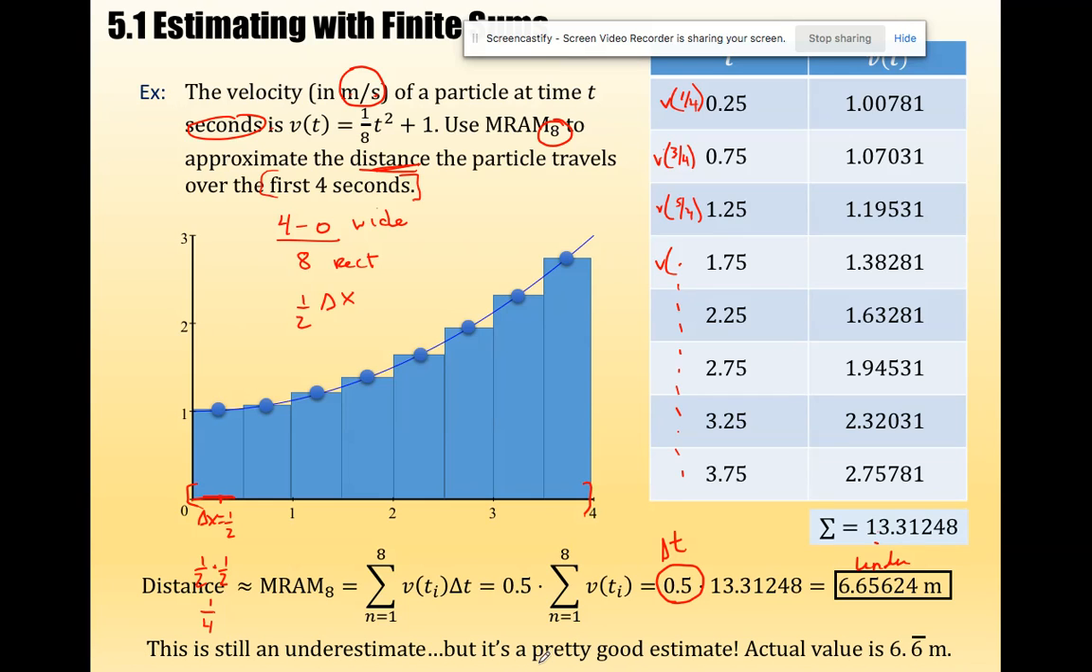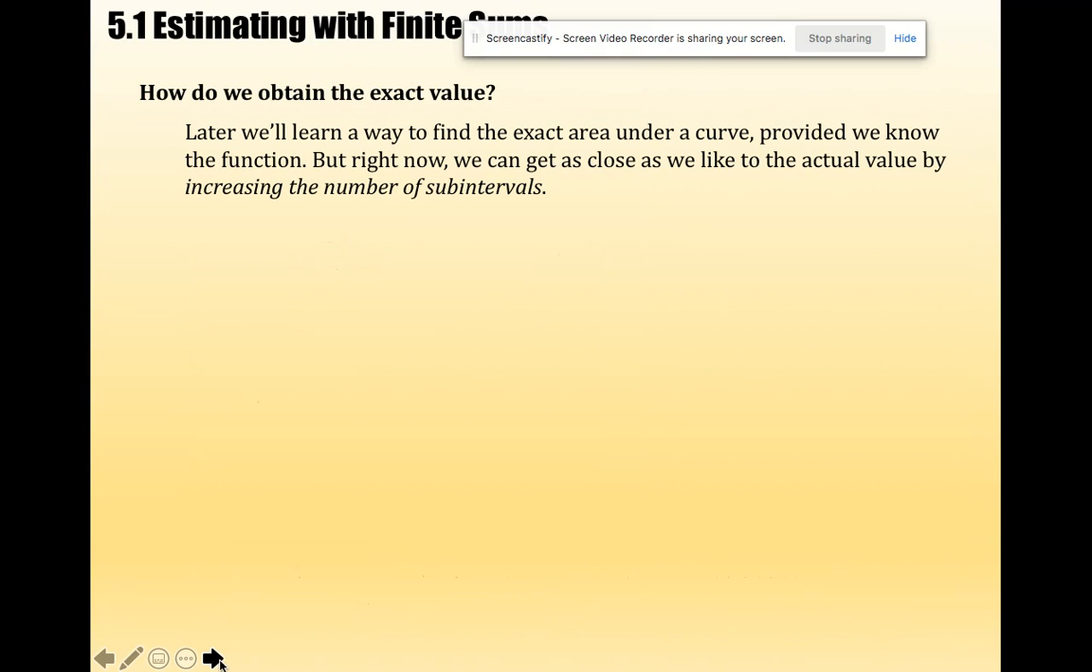It's an underestimate, still pretty good. The actual area is exactly 6 2/3 meters. So 6.65 is pretty close, right? With just 8 rectangles, I got pretty close. That's amazing. And the math is programmable, easily programmable, and not challenging. It's areas of rectangles.